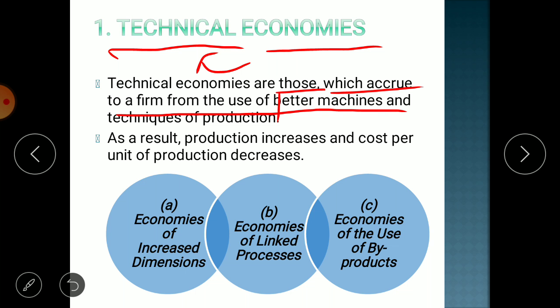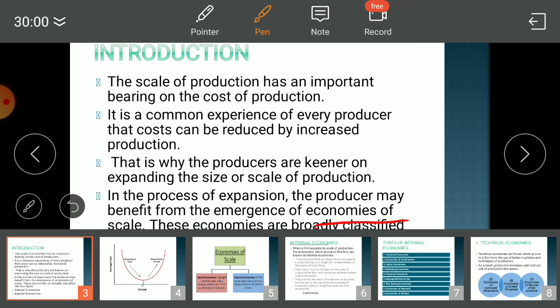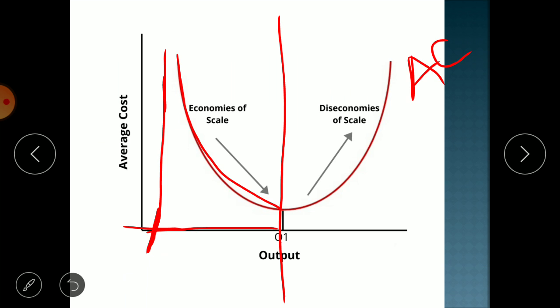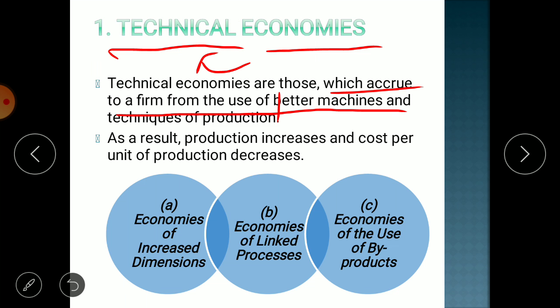Better means the latest and updated machines. When you are using the updated machines, then definitely your cost of production reduces. Why? What are the updated machines? Where the capacity is improved. If the machine is updated, it means the capacity per hour production of machinery is improved. As a result, production increases and cost per unit of production decreases.